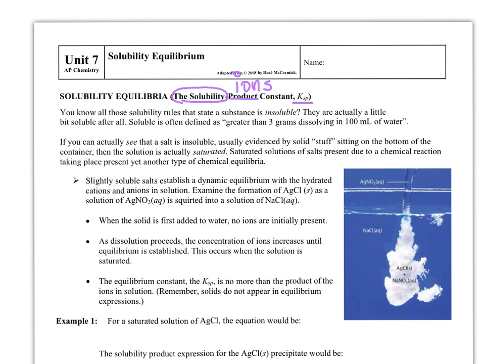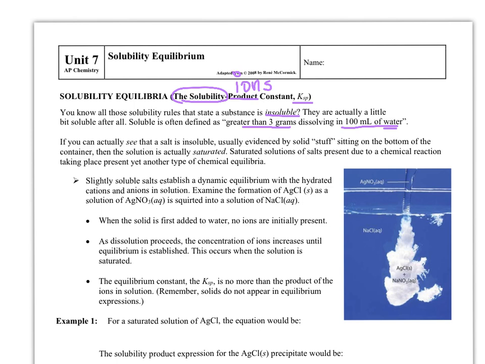So this leads us to a little bit of a lie that we've told you. We tell you all these solubility rules and we say that things are insoluble. Well, that's not really the case. There are actually many different degrees of solubility. When we say something is soluble, we're basically saying more than 3 grams will dissolve in 100 milliliters of water. That's really where they make the cutoff. Some solubility rules say things are always soluble, which means more than 3 grams are going to dissolve in 100 milliliters of water.